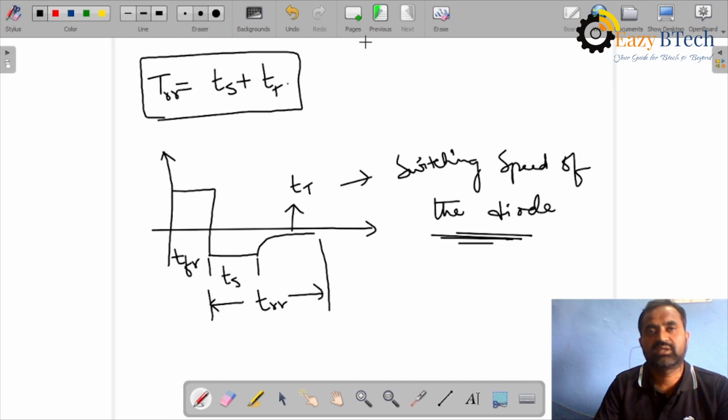Okay, students, this was the switching speed of the diode lecture. I hope you understood.